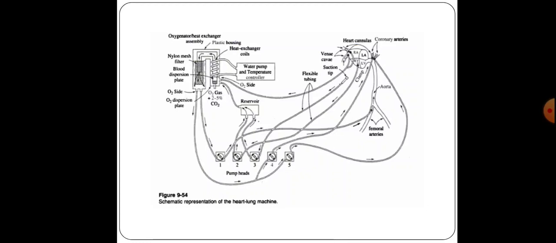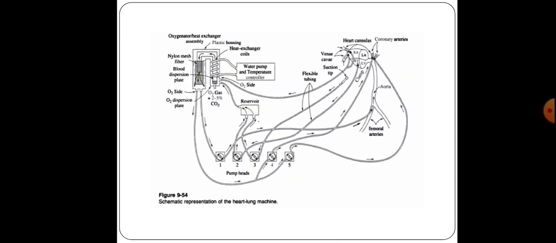From that there will be two connections. One is connected to the femoral artery, which is nothing but an aorta. You can see from the oxygenator there are two connections. One is connected to pump 1. From pump 1 it is connected to the aorta for supplying blood to the other parts of the body: kidney, liver, and some of the muscles. For all these we are supplying the blood.